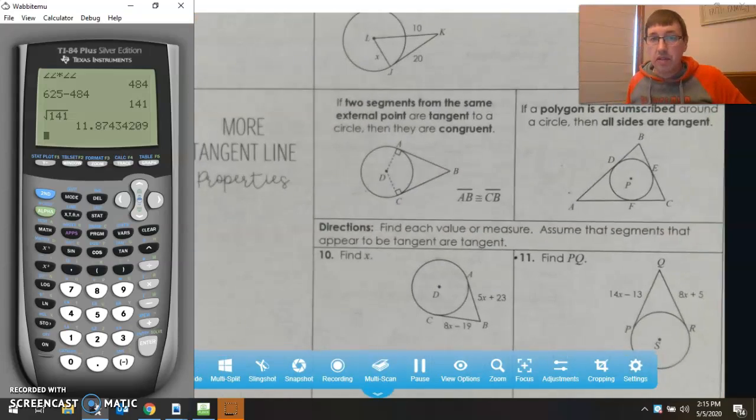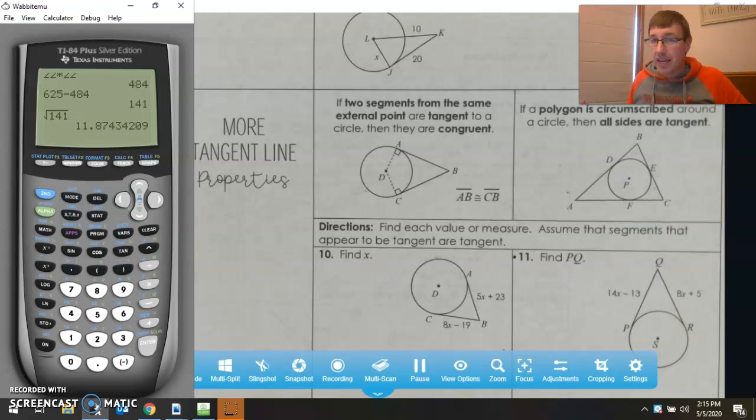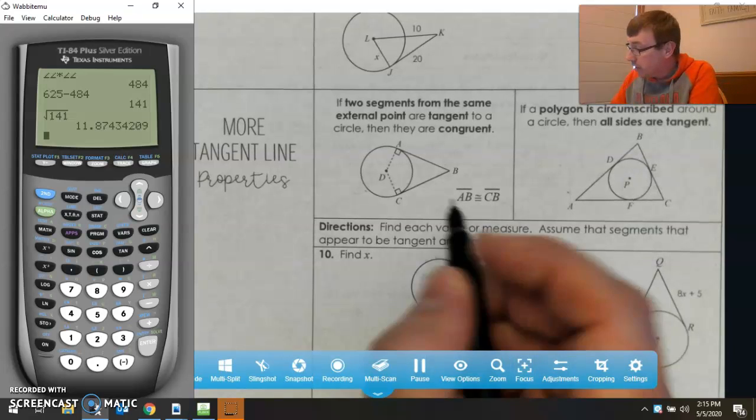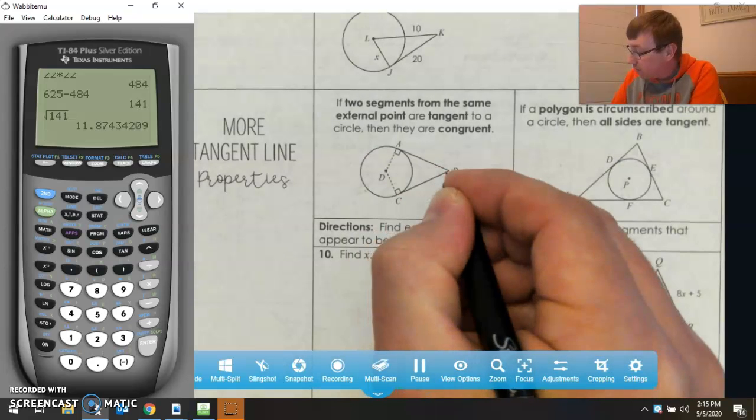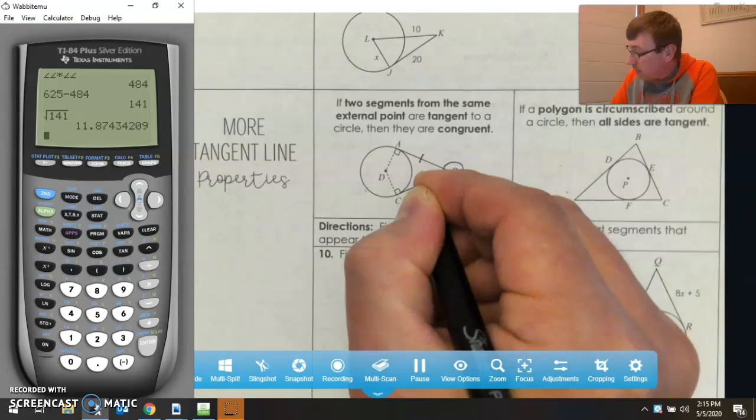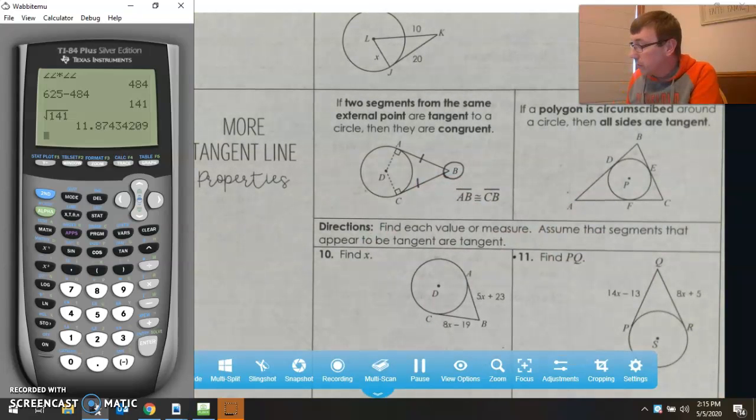Now a couple more properties of tangent lines. If two segments from the same external point are tangent to a circle, then they are congruent. So if you look here, AB is tangent to the circle, BC is tangent to the circle. They're both coming from point B, so that means those two lines are congruent.